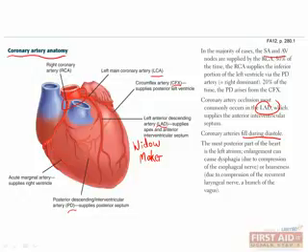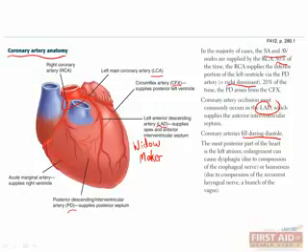A couple of other important points about the coronary arteries. Most people, about 80%, have what's called a right dominant heart, when the RCA supplies the inferior portion of the left ventricle via the posterior descending artery. However, 20% of the time, the posterior descending actually arises from the circumflex artery, and that's known as a left dominant heart.